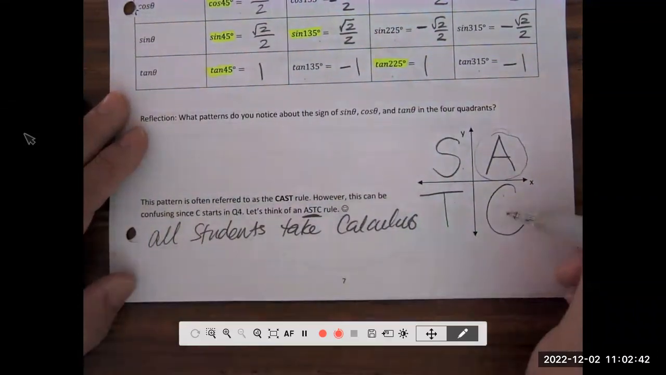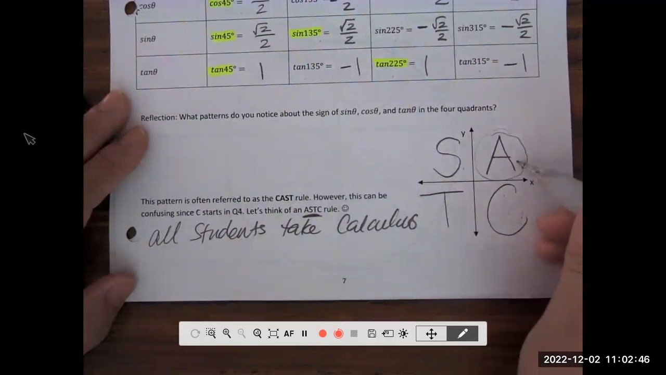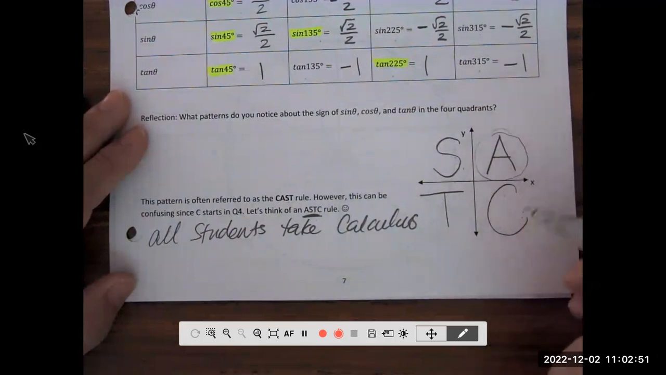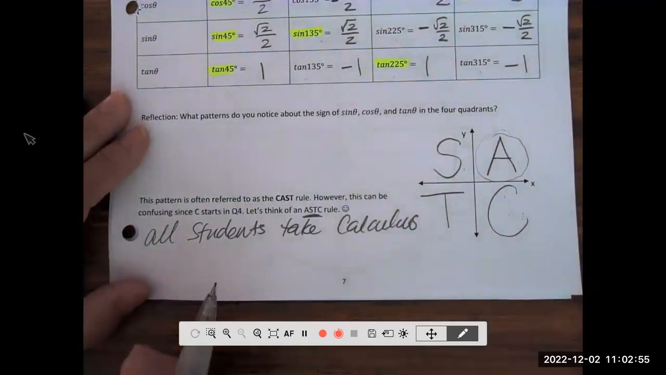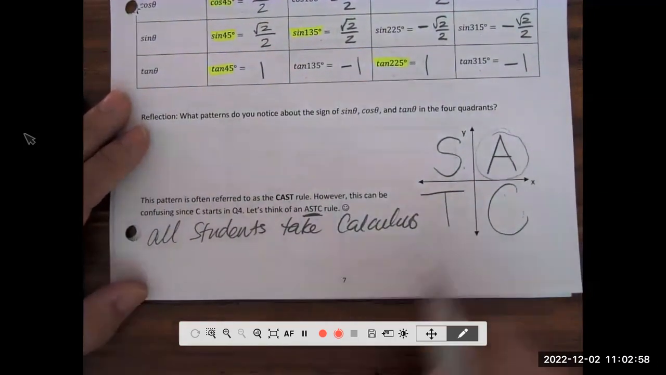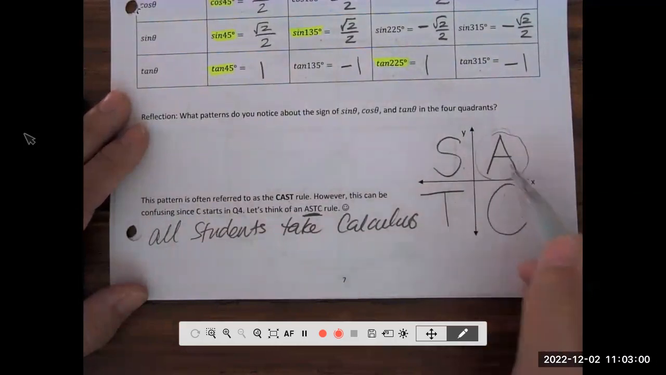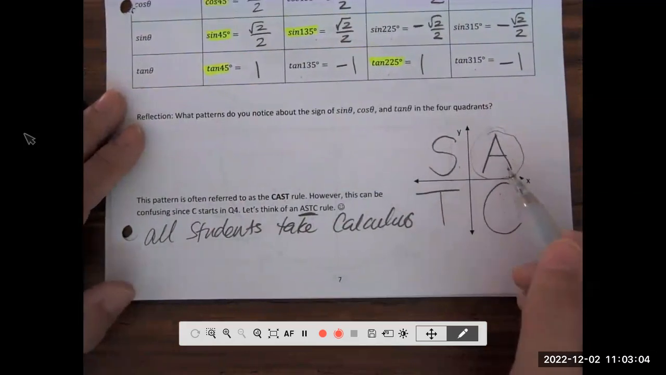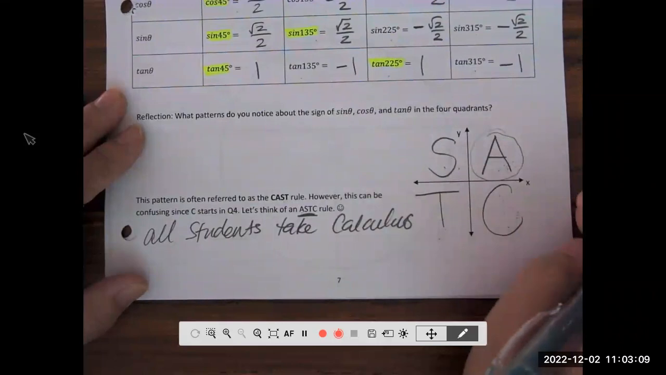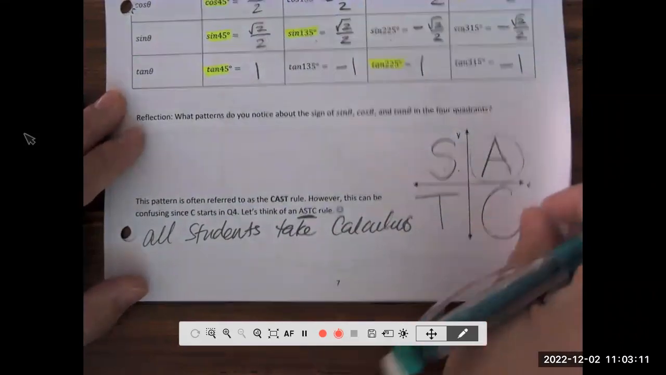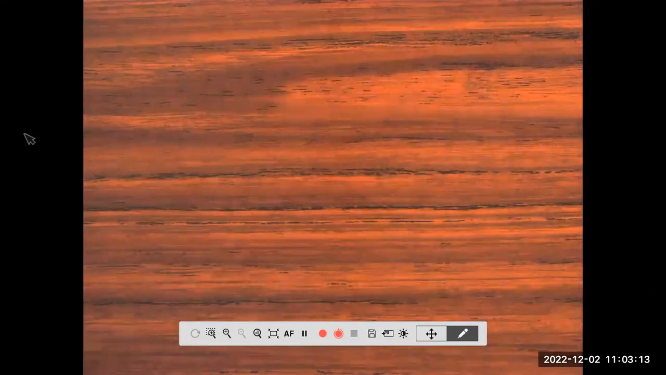Or you can just say the CAST rule and just remember that A has to be in quadrant number 1 because it's all. Angle, cosine, tangent. Yeah, well, that's not the actual name of the words. That might be hard because you're going to mix it up. Okay, so you can either remember CAST, but know that A has to go in quadrant number 1, or you can think of your own acronym like all students take calculus. It's up to you. Okay? All right, flip the page, please.